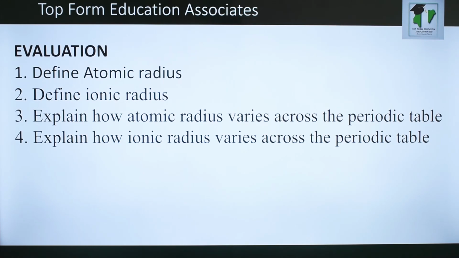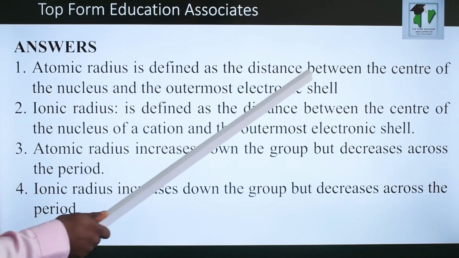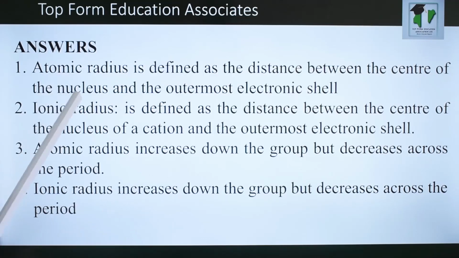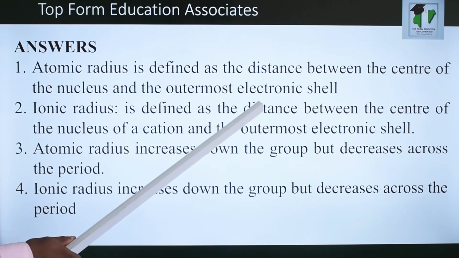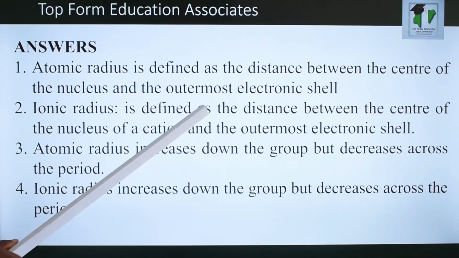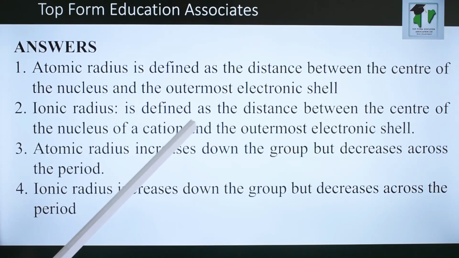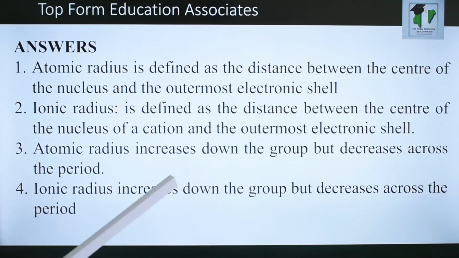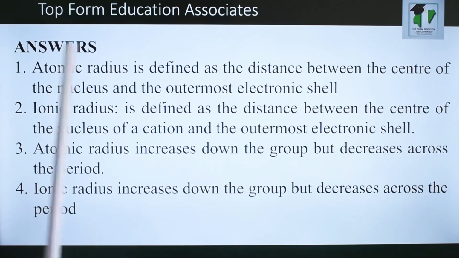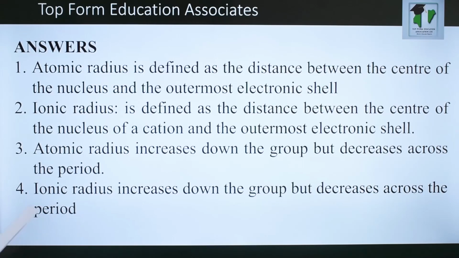All right, let's solve it together. Number 1. Atomic radius is defined as the distance between the center of the nucleus and the outermost electronic shell. Number 2. Ionic radius is defined as the distance between the center of the nucleus of an ion and the outermost electronic shell. Number 3, atomic radius increases down the group but decreases across the period. And number 4, ionic radius increases down the group but decreases across the period.